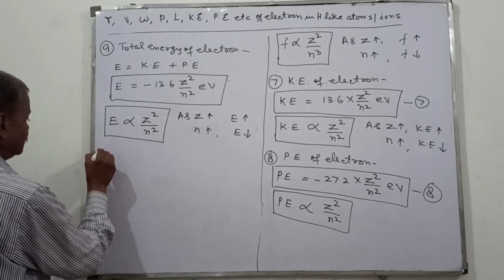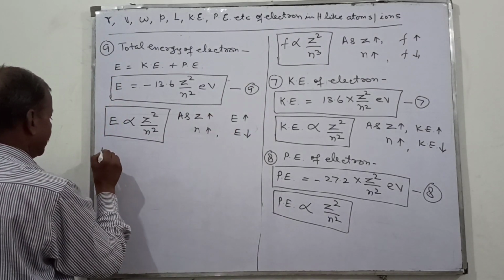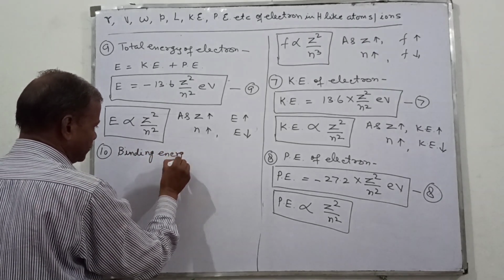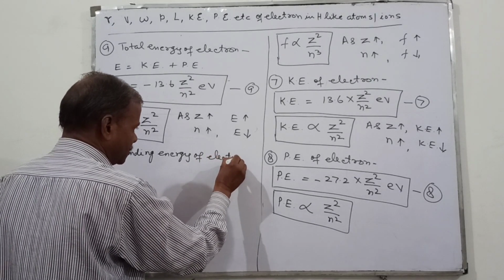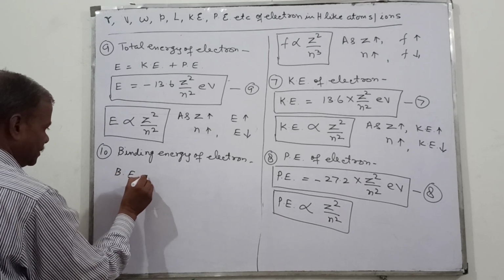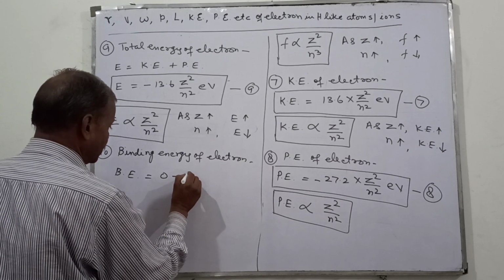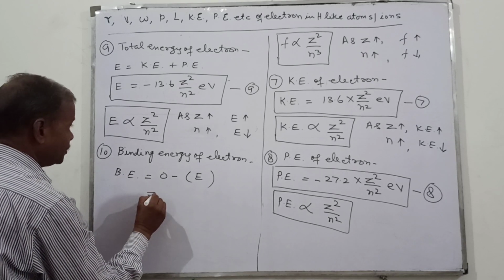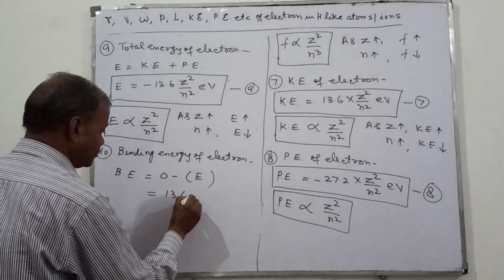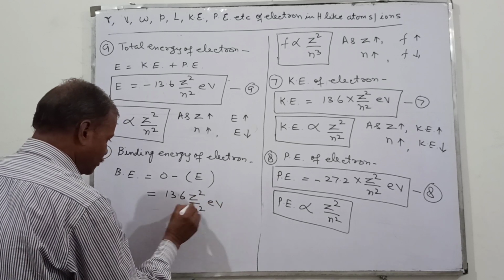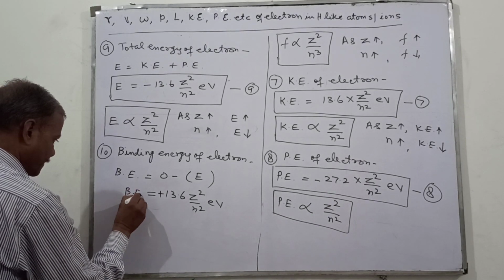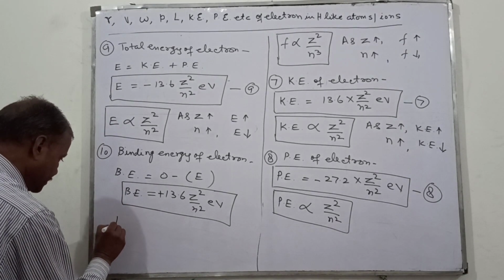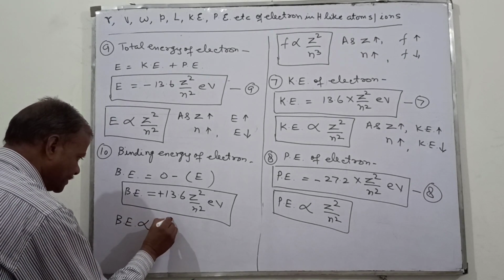Now the binding energy. This is now relation number 9. Now 10, binding energy of electron. So binding energy is equal to 0 minus the total energy. Total energy is negative here, this is now negative 1. So we can have that this is equal to 13.6 into Z square upon N square electron volt. This is now positive. So this is now your binding energy. So binding energy of the electron is always positive. So this binding energy is proportional to Z square upon N square.